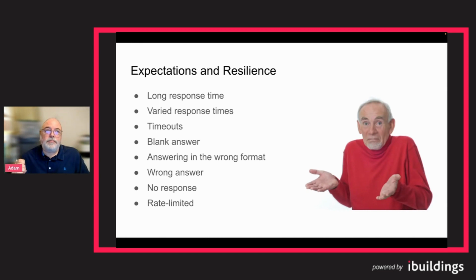So what these APIs are doing is they're queuing up your request and waiting for one of these instances to become available. So the exact same question can take 100 milliseconds. It could take 3 seconds. So just understand that the way the systems work, there are going to be varied response times. You may get timeouts, right? It may just not respond, right?